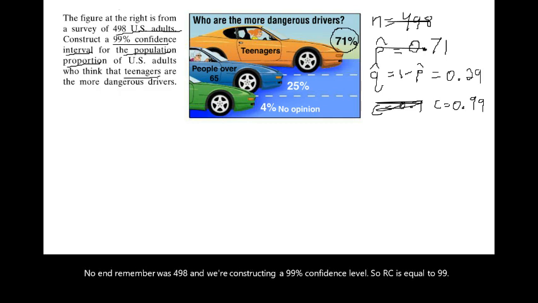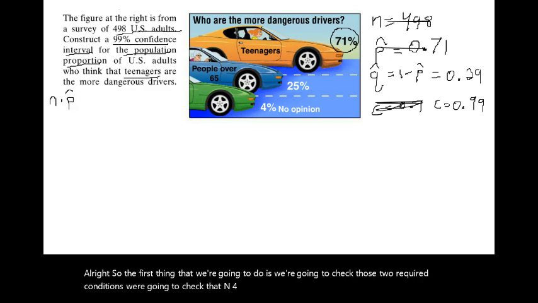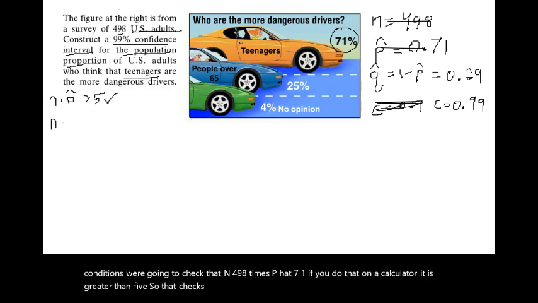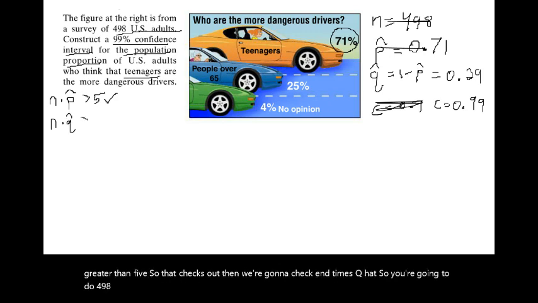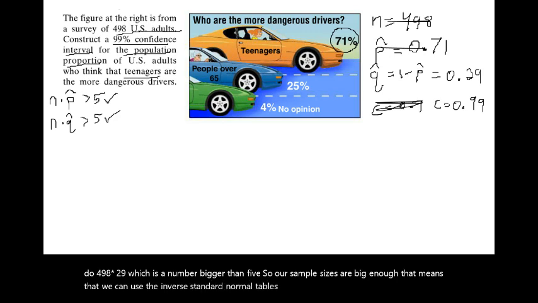All right, so the first thing that we're going to do is check those two required conditions. We're going to check that n, 498, times p hat, 0.71, is greater than 5 on a calculator, so that checks out. Then we check n times q hat: 498 times 0.29 is a number bigger than 5, so our sample sizes are big enough. That means we can use the inverse standard normal table to find our critical value z_c.